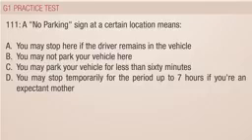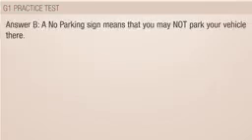Question 111. A no parking sign at a certain location means: A. You may stop here if the driver remains in the vehicle. B. You may not park your vehicle here. C. You may park your vehicle for less than 60 minutes. D. You may stop temporarily for a period of up to 7 hours if you're an expectant mother. Answer B. A no parking sign means that you may not park your vehicle there.